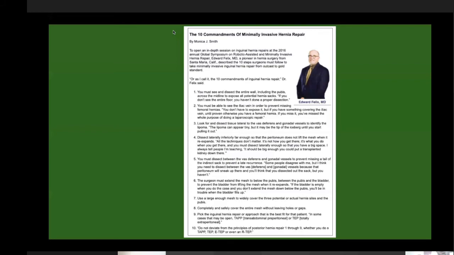Pick the inguinal hernia repair approach that is the best fit for the patient. In some cases, for example, if it is a cardiac patient, even an open Lichtenstein repair is good enough, or a TAP or a TEP accordingly. Do not deviate from the principles 1 through 9, whichever repair you are familiar with. Let's talk about the concept of eTEP.